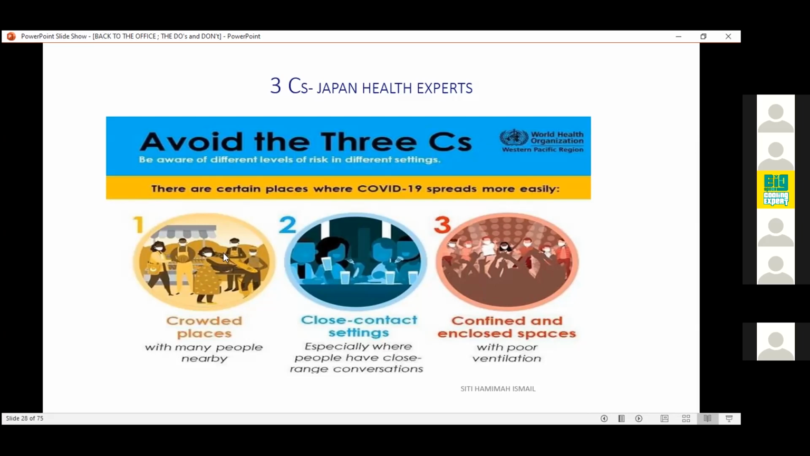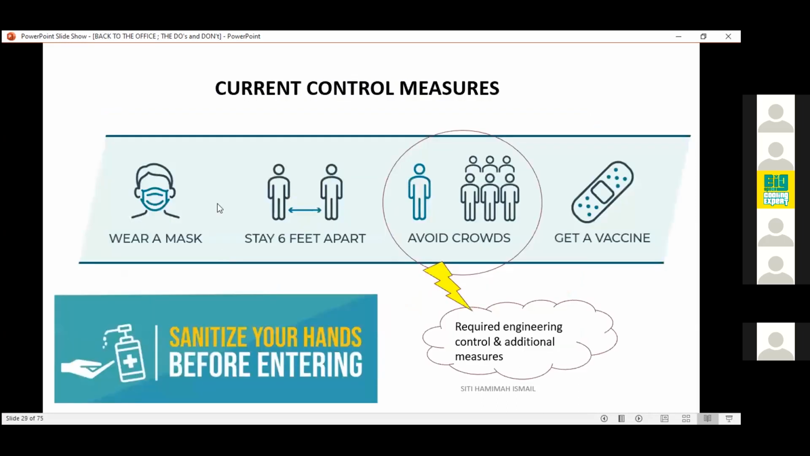Close contact setting, kenapa kena ada social distancing? Okay, yang ini memang kena buat, especially kita dah nak masuk office sekarang. So this have to be implement straightly, and also facilities management, individu, I rasa semua orang contribute to this. Confined and enclosed spaces ni memang related dengan you all punya ventilation. Current control measures, so you all kena follow dengan government punya requirement yang baru ni juga. Mask memang perlu, kita memang tak boleh lari daripada tu. And then you kena stay 6 feet apart, you kena avoid crowd.